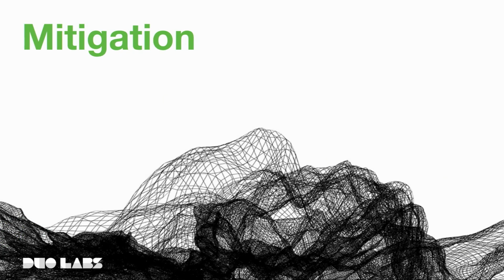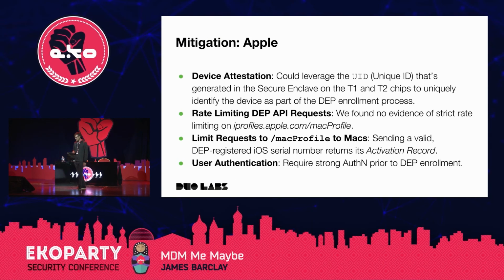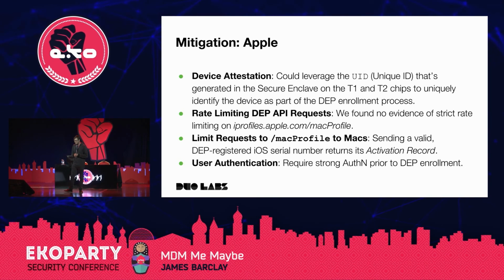So next I'm going to talk about mitigation. So we think there are a couple of things that Apple could do to mitigate this issue. One thing that we think would be possible is leveraging the unique ID that is generated in the secure enclave on the T1 and T2 chips. This is also present on iOS devices. It's worth noting, though, that this may not be feasible until every Mac device contains one of these coprocessors.